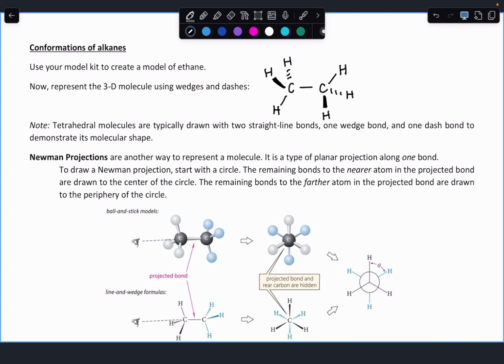So I have this note here. Tetrahedral molecules or atoms are typically drawn with two straight line bonds, one wedge bond, and one dash bond to show its molecular shape. So usually we align two with the plane of the paper. So for a single atom, two, and then one is a wedge, one is a dash. So I have this here. This is an image from your book.